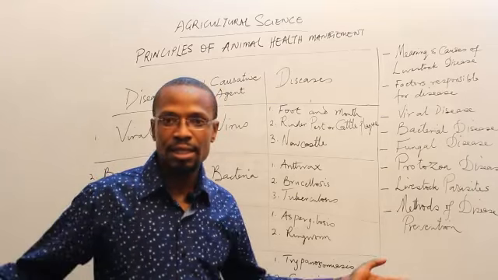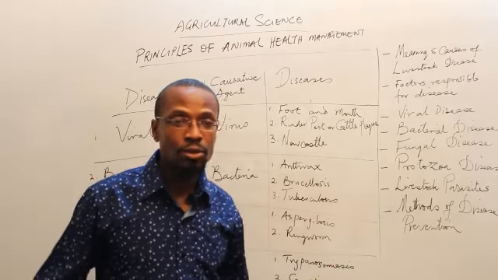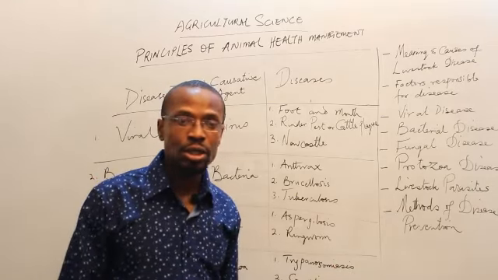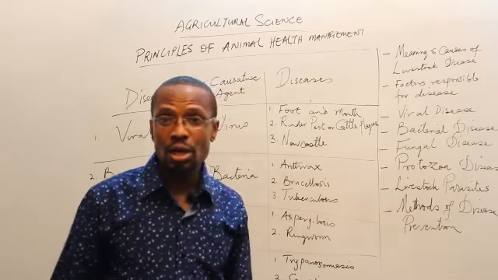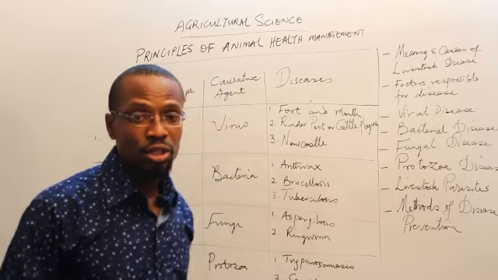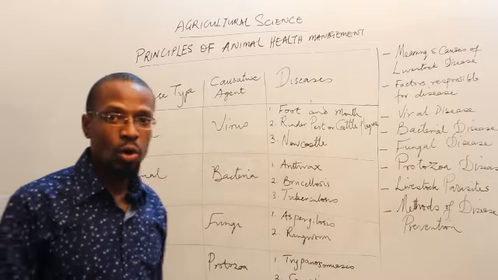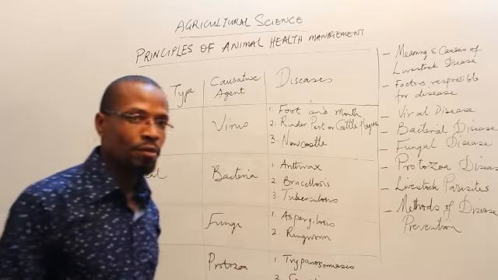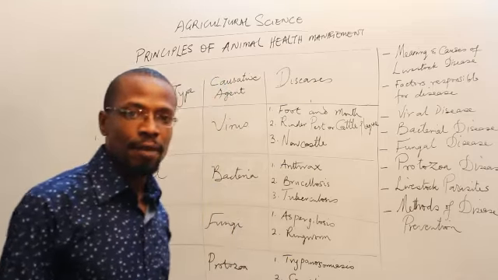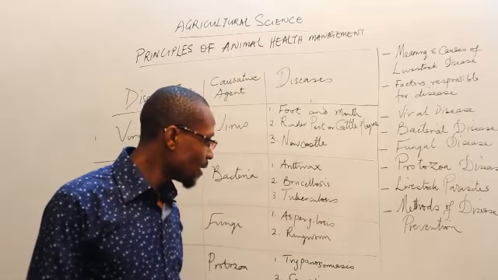If the tsetse fly is in the bush around the cattle, you can cut down the trees, you can cut down the bushes, you can possibly burn the bushes so that the tsetse flies will leave that environment, or you can take the cattle away from that environment and then vaccinate.